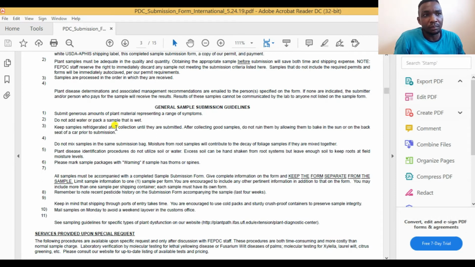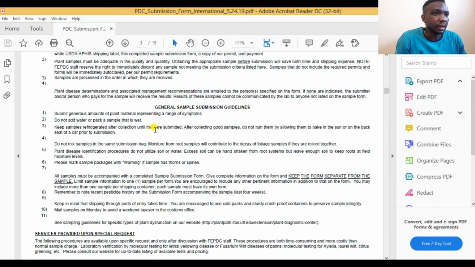Do not add water or pack a sample that is wet. Obviously, because the sample will get rotten and deteriorate. Keep samples refrigerated after collection until they are submitted. So if you know that you're not going to submit it today, and the area that you're sampling is not very near to you, you can collect the sample and store it in the fridge, not the freezer, the cooler part of the fridge, until you are ready. But before you send it off, you should check the sample to ensure that it is still looking well, right?